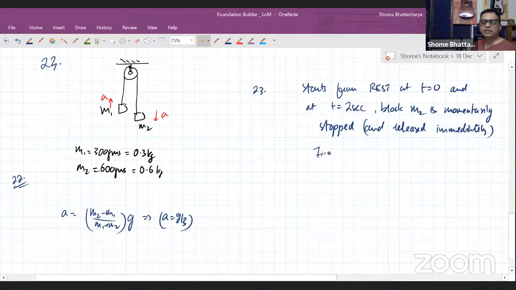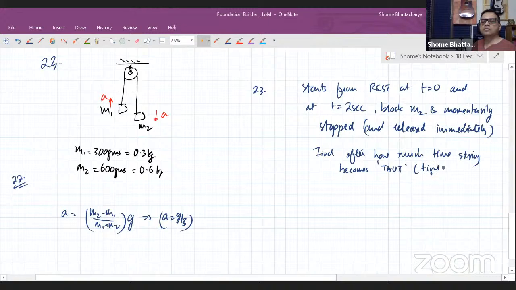So to find after how much time the string becomes tight or taut again. Okay. So this is a question more about kinematics application actually. Let us understand this. Find the time before the string is tight again or taut again.